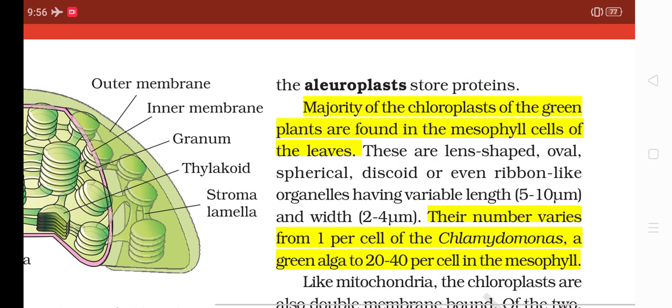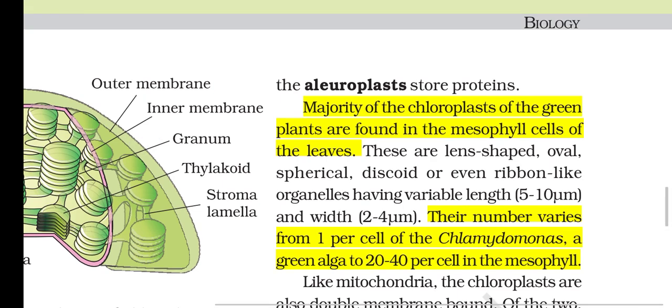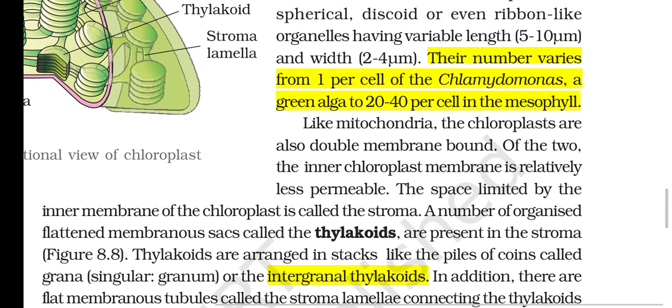Majority of the chloroplasts of green plants are found in the mesophyll cells of the leaves. These are lens-shaped, oval, spherical, discoid, or even ribbon-like organelles having variable length 5 to 10 µm and width 2 to 4 µm. Their number varies from 1 per cell of Chlamydomonas, a green alga, to 20 to 40 per cell in the mesophyll. Like mitochondria, the chloroplasts are also double membrane bound.